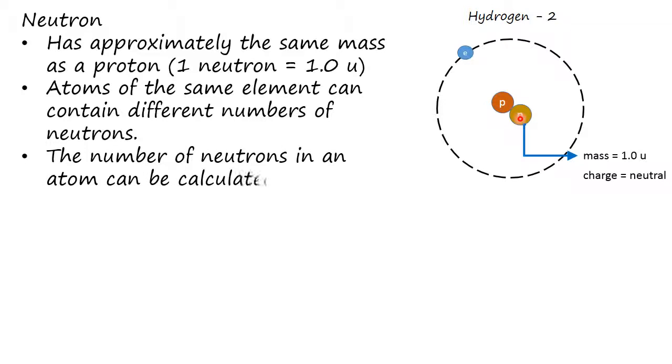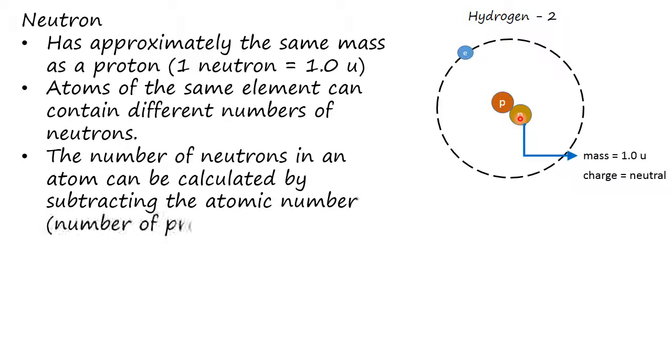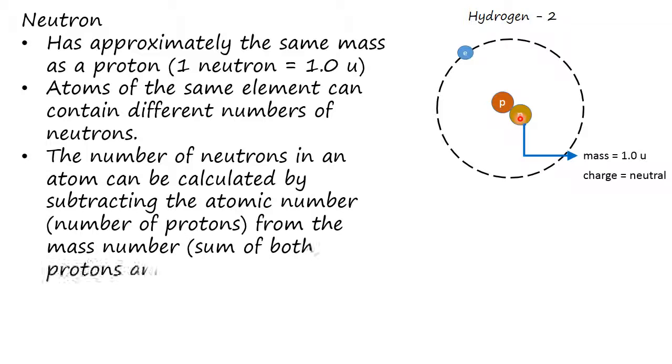The number of neutrons in an atom can be calculated by subtracting the atomic number, which is the number of protons, from the mass number, which is the sum of both the protons and the neutrons. If you look at the example on the screen, hydrogen 2 has a mass number of 2, and hydrogen has an atomic number of 1 because it contains 1 proton. So 2 minus 1 equals 1, which means we have 1 neutron.